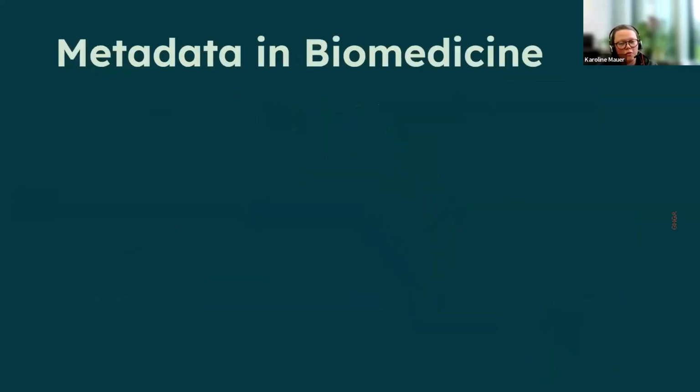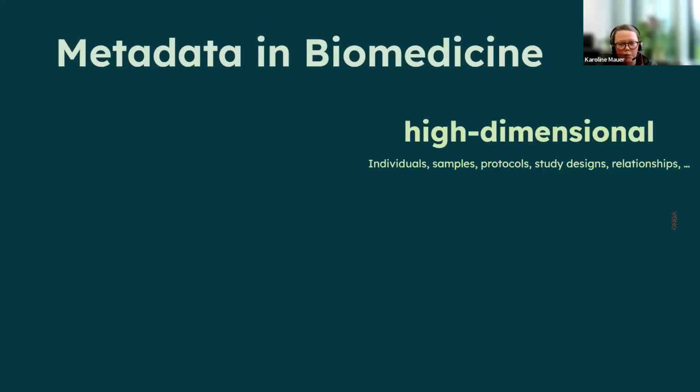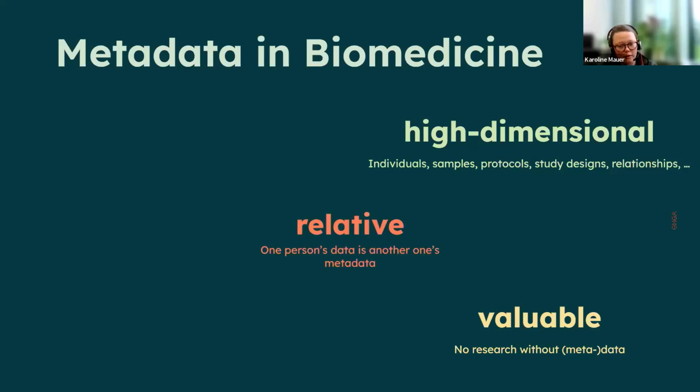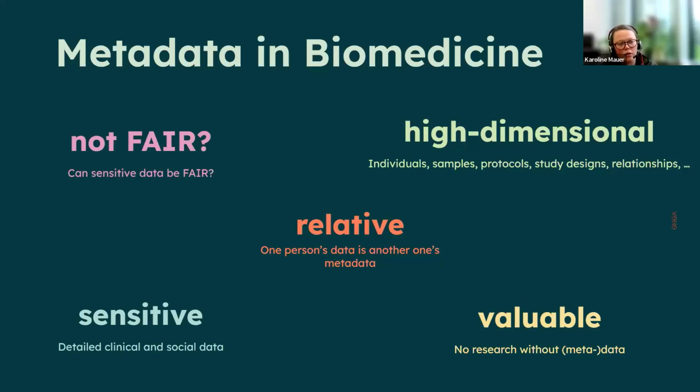If we would try to find adjectives for metadata in biomedicine, I always think that one of them is high dimensional, because with metadata in biomedicine, there are a lot of different entities that you have to cover. We have individual samples, protocols, studies, designs, relationships, analyses, and many things more. It is highly valuable, not only in biomedicine, but in general, because without any data and metadata, there would be no research. It is relative, because one person's data is another person's metadata and vice versa. It is sensitive, because we deal with detailed clinical and social data. And you can ask whether sensitive data can even be FAIR.